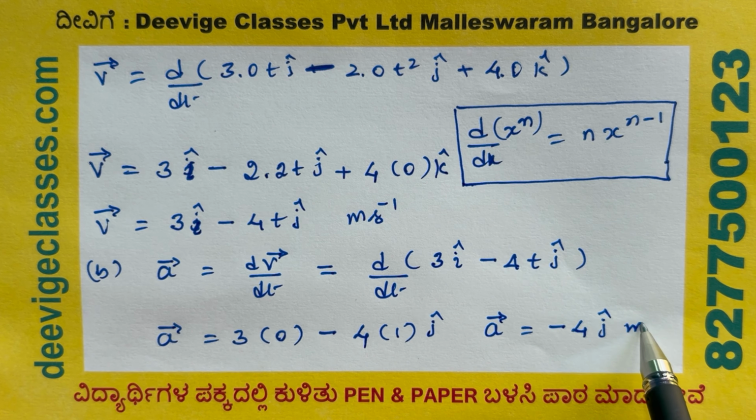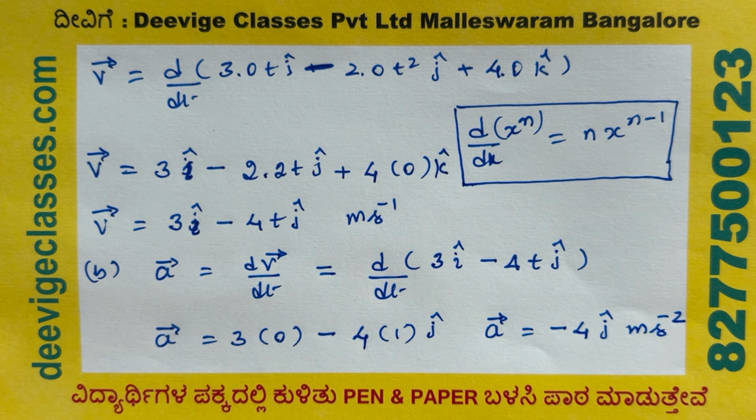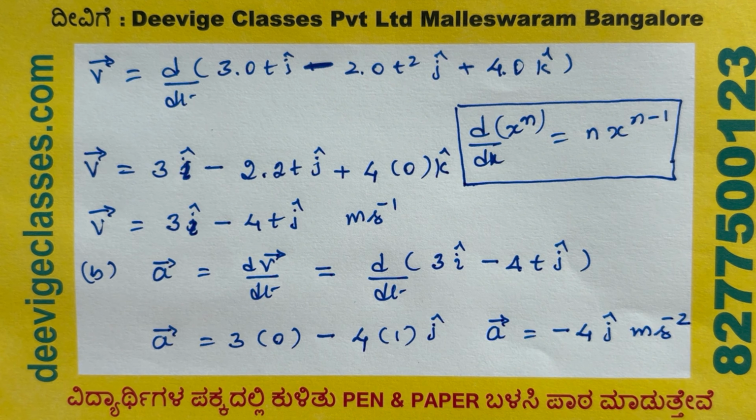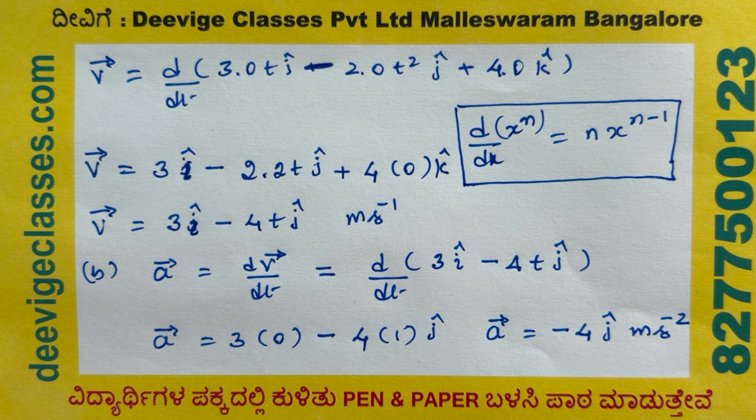So we got the solution for acceleration, that is, acceleration is equal to minus 4 j cap meter per second square. Understood? Yes, sir.